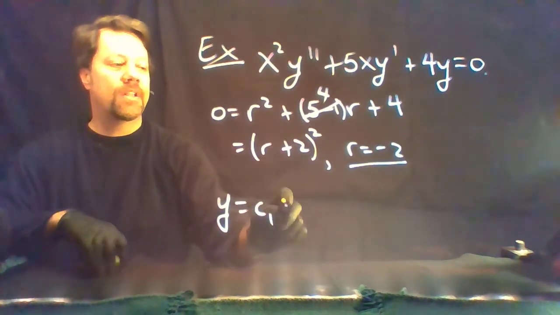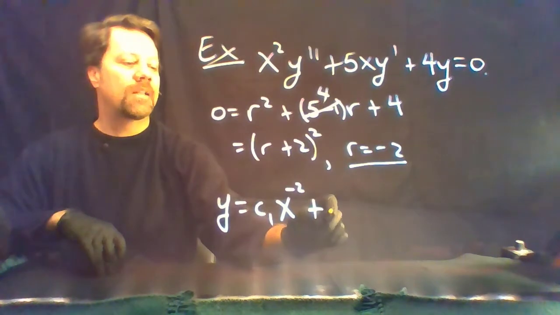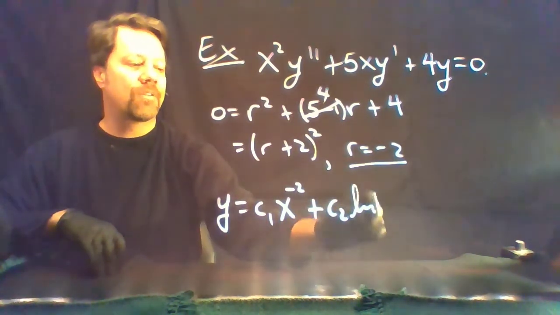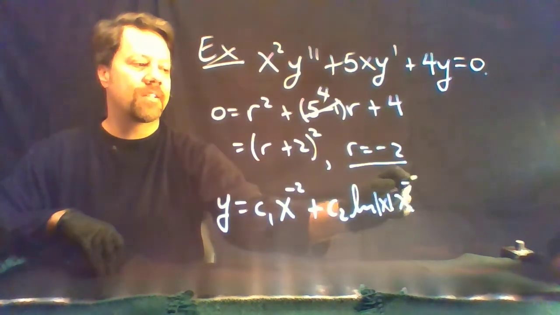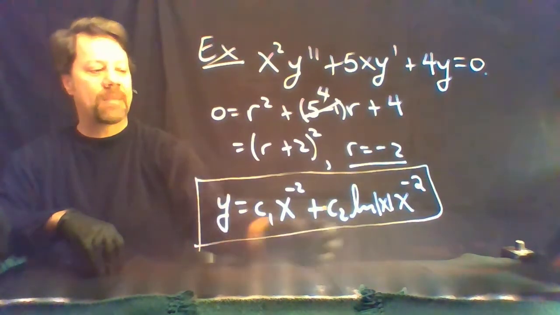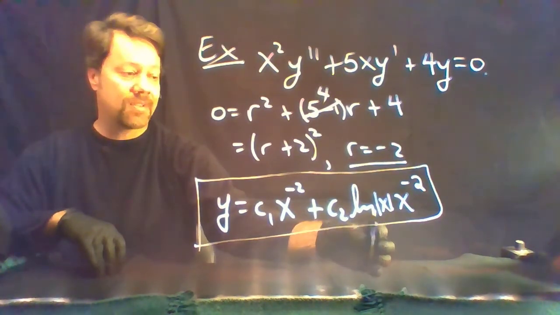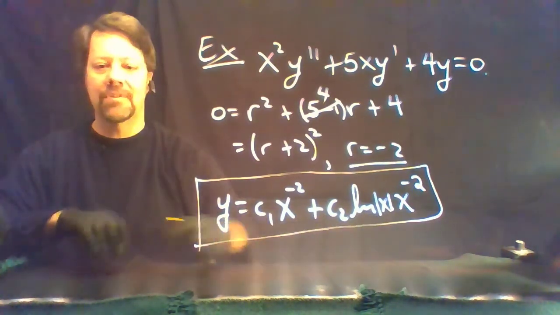The general solution then is c1 times x to the negative 2 plus c2 natural log absolute value of x times x to the negative 2. Note that in generating the second linearly independent solution, we don't multiply by x in the Cauchy-Euler case, we multiply by the natural log of the absolute value of x.